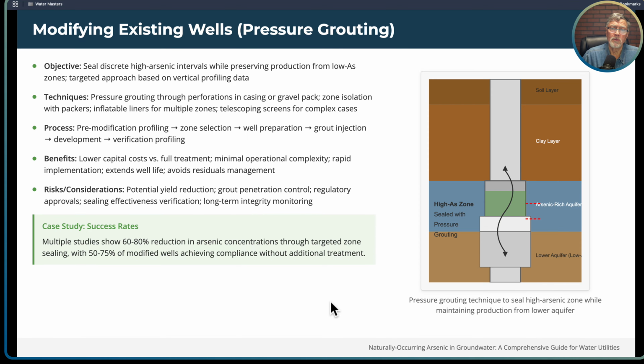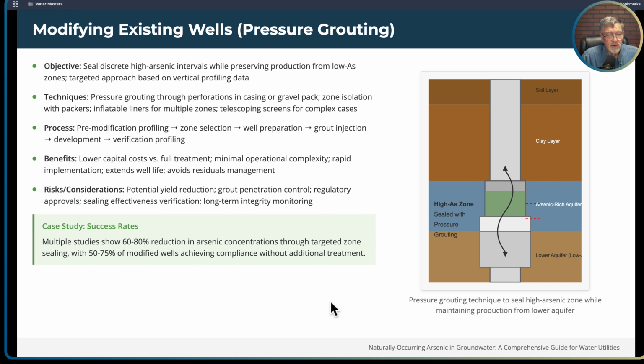Once again, you're probably going to want to do some flow testing and isolate the individual zones, so you understand where your flow is coming from. So you basically don't seal off your most productive zone, and then you end up with low arsenic water, but at a minimal production capacity. So that doesn't do you any good. So the mass balance approach applies here as well.